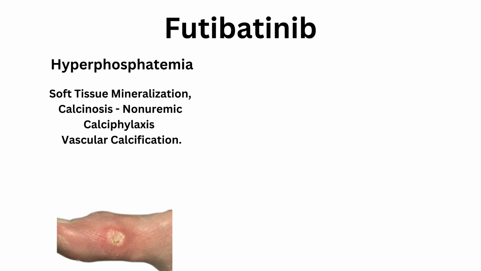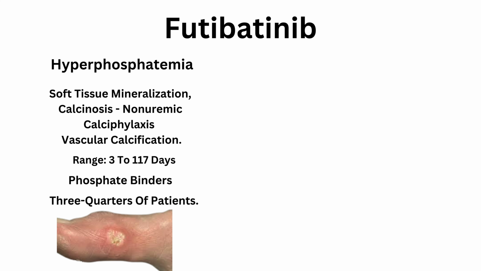Adverse reactions and concerns. Hyperphosphatemia. Futibatinib may cause hyperphosphatemia leading to soft tissue mineralization, calcinosis, non-uremic calciphylaxis, and vascular calcification. Hyperphosphatemia occurs in the majority of patients who received Futibatinib. The range of occurrence of hyperphosphatemia is from 3 to 117 days. Phosphate binders were administered to over 3/4 of patients.